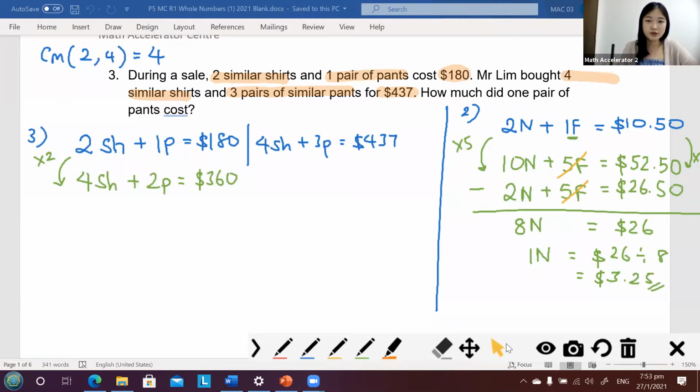Please go to the toilet if you need to. Don't need to ask me. Let's carry on. Now that we have the shirts that is the same, we want to cancel it away. The money here is more, so we'll put this as our first equation and bring this equation below this other one. So that will be minus 4SH plus 2P equals 360.